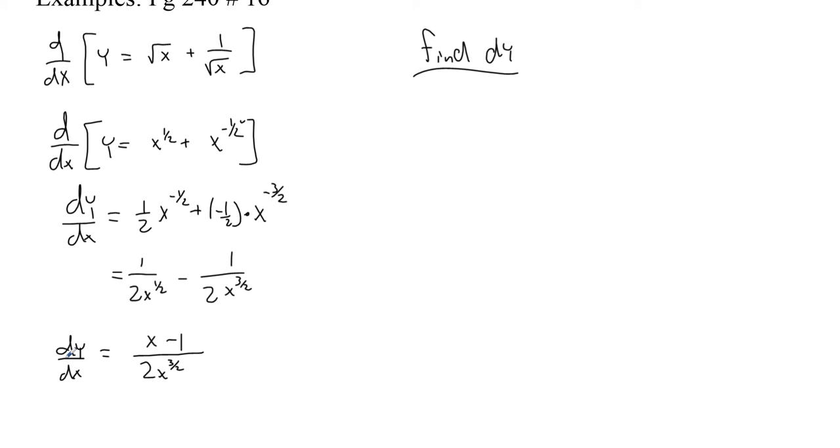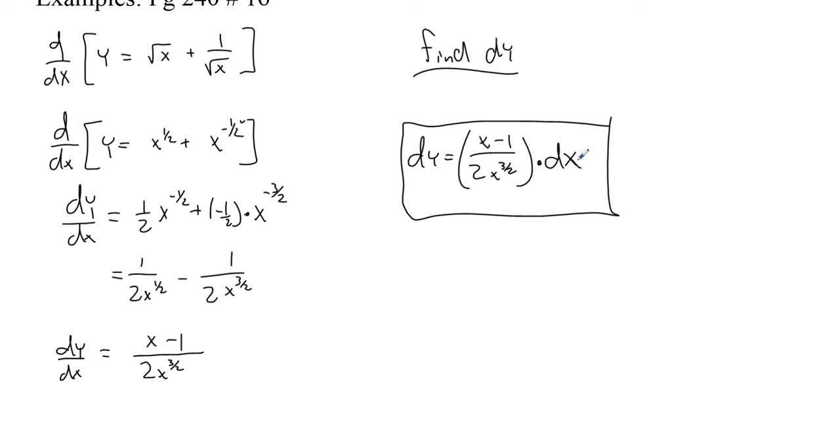So all we have to do to this is multiply both sides, considering the differential of x as a variable, and say that dy is equal to (x minus 1) over 2x to the 3 halves, times dx. That's it. We're done with that one. Not too bad. Okay, next example, number 28.